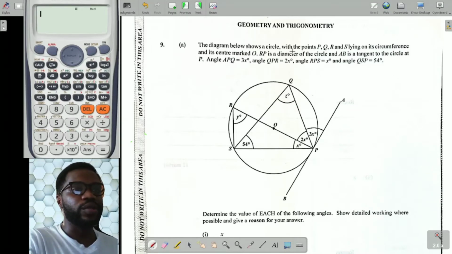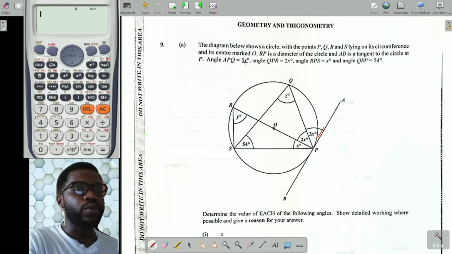It says the diagram below shows a circle with points P, Q, R and S. While you're reading the question, you can look at the circle just to make sure you see what's going on. All lie on the circumference and its center is marked O. We can see it right there. RP is the diameter of the circle, so that's RP. And AB is a tangent to the circle at point P, right here. Okay, we have that information.